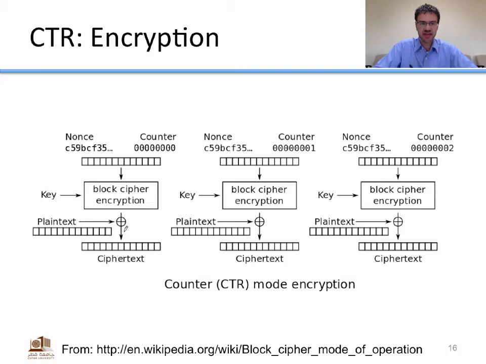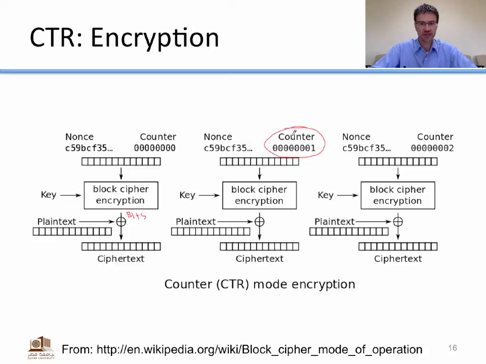We just encrypt the value, and that produces some sort of bit stream, right? It produces a set of bits. And those bits are effectively random. And we take those bits and we exclusive OR them with the plain text in order to get the ciphertext for the first block. We do the same thing for the second block, except now we've incremented our counter.